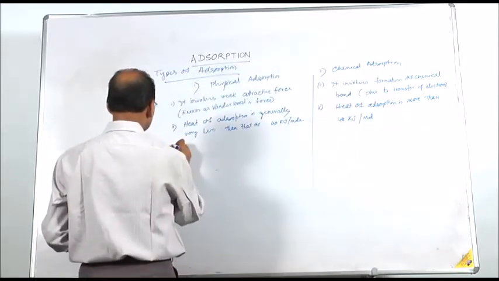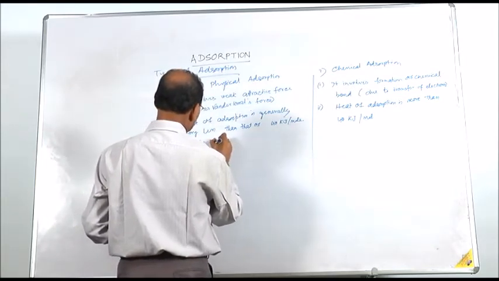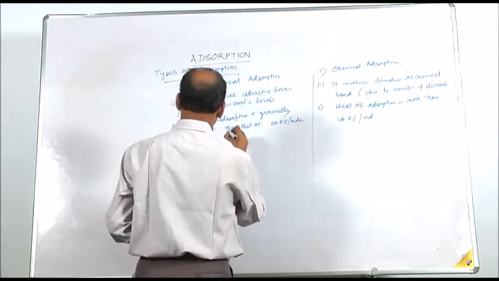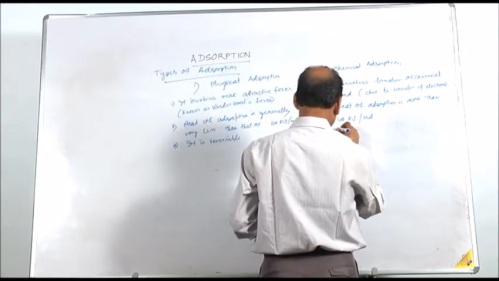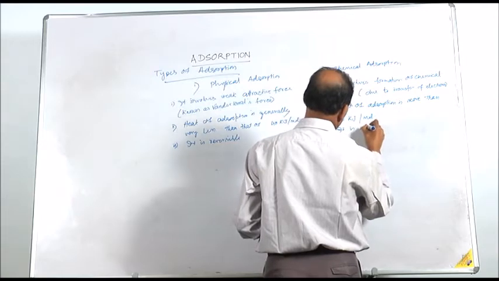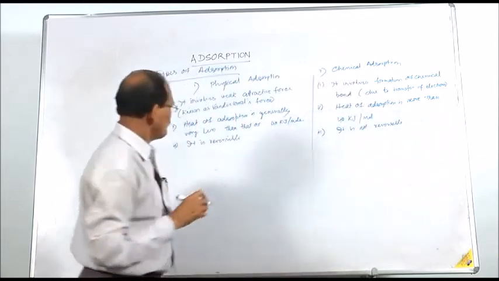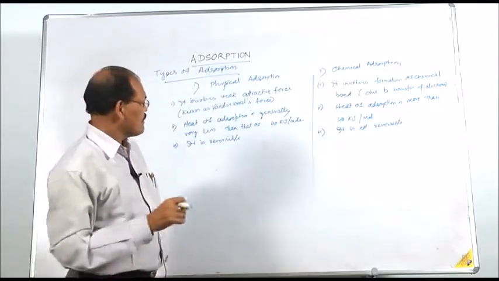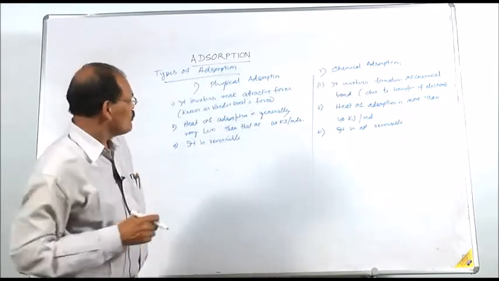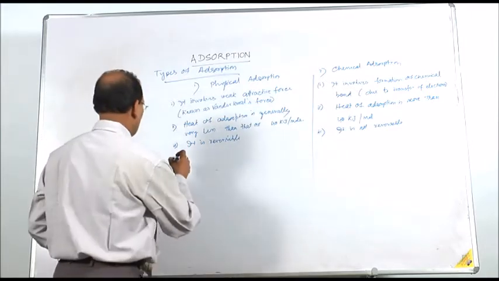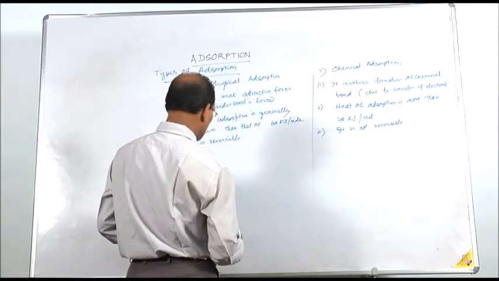Third point, it is reversible. In chemical adsorption it is not reversible. Reversible means whenever the solid particles are adsorbed at the surface by any physical means, we can get them out again from the adsorbent. That is a reversible process, but it is not possible in chemical adsorption because it forms a chemical reaction by the formation of bonds.